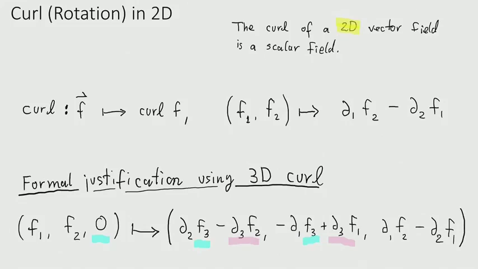Now it turns out there is also a curl operator in 2 dimensions. This curl operator is lesser known than the 3-dimensional operator. Nevertheless, it's important in many physical models. So the first thing we remember, the curl of a 2D vector field is a scalar field. That's the first thing.